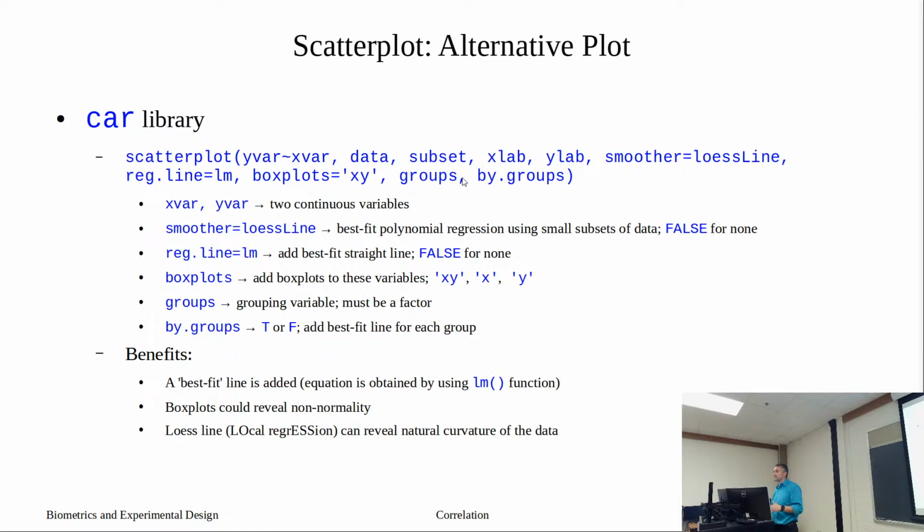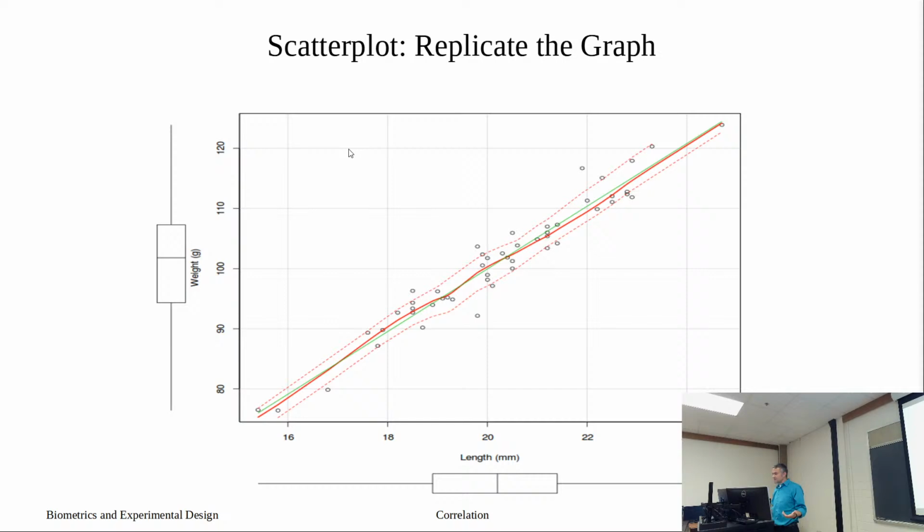And not just a separate scatter plot, but also separate regression lines. So we could do that with the regular plot function, but it's a little bit harder. So this is, I believe, just a default. I changed some stuff, changed the labels, but for the most part, if we use scatterplot from the car package, this is what we get.